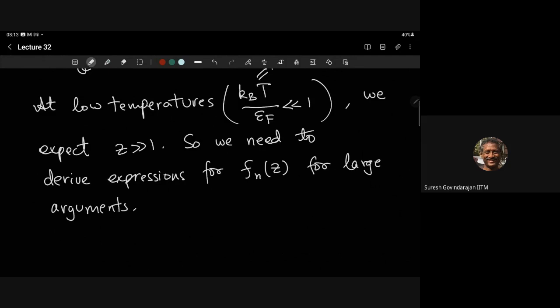Okay, I copied something from a book, but we don't need to copy. We will derive it today. Okay, so at low temperatures, we need to derive expressions for this. This is the first thing we need to do.